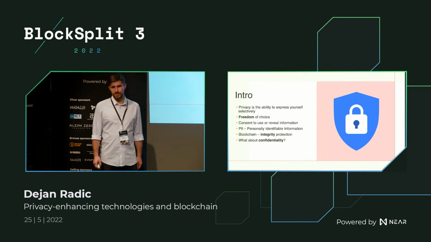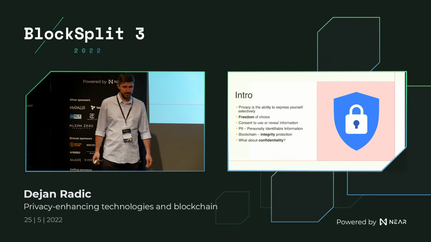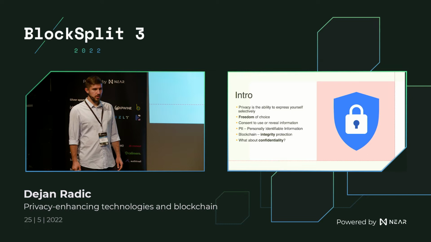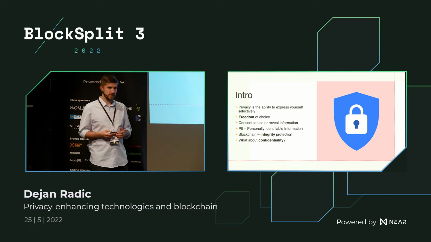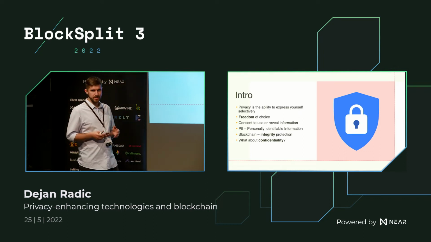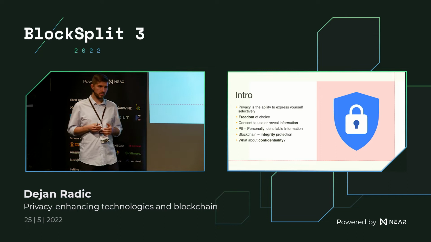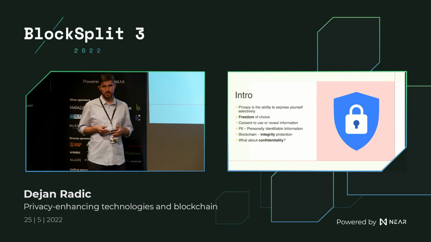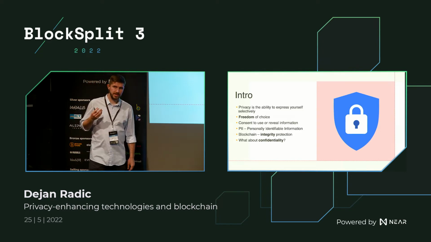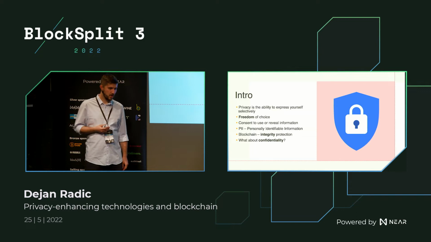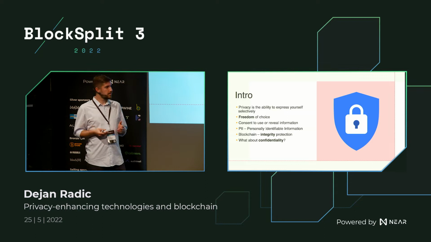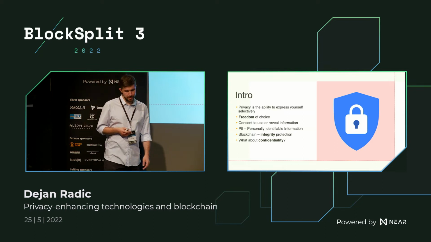As an intro, generally, when we're talking about privacy, we're talking about the ability to express yourself selectively. We can think about that as a high-level definition, but what we are actually talking about is the freedom of choice. We have the freedom to choose to whom we are going to share our data or information or anything that is actually important to us. And what we are actually thinking in this space is about the consent to use or reveal personal information, or what's called today personally identifiable information.